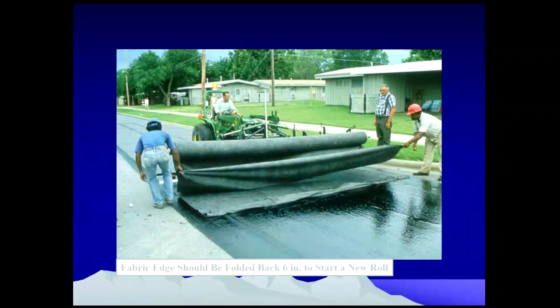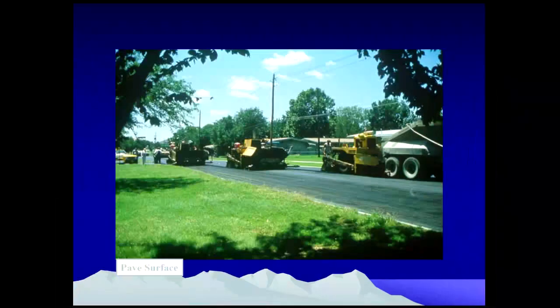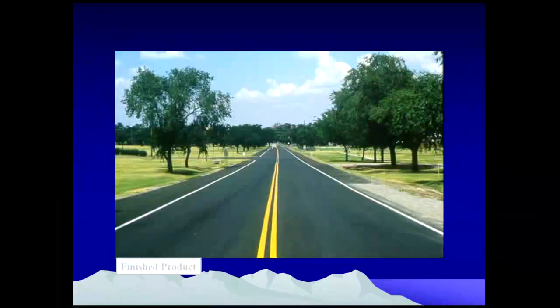This is also a new roll starting with overlapping. See, this is the one where the end is over, so they are making the overlap and starting the new roll. This is the section where they start the new roll. So this is the sequence of the paved surface, and the finished product is this.